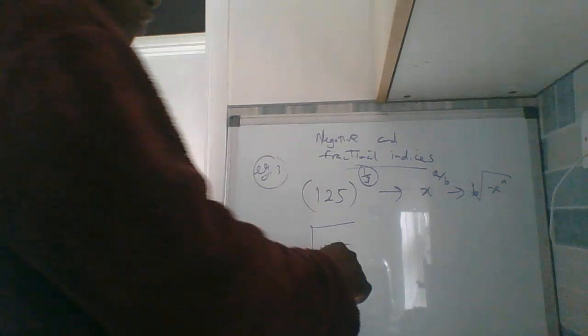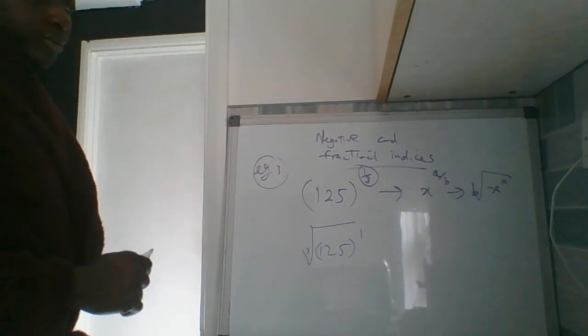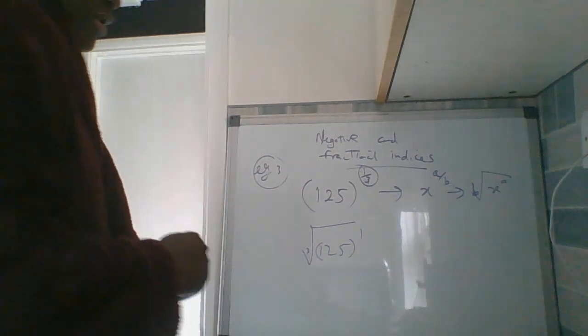That's the cube root of 125. Then the 1 that is the numerator will become the power of 125. So the cube root of 125 is 5.